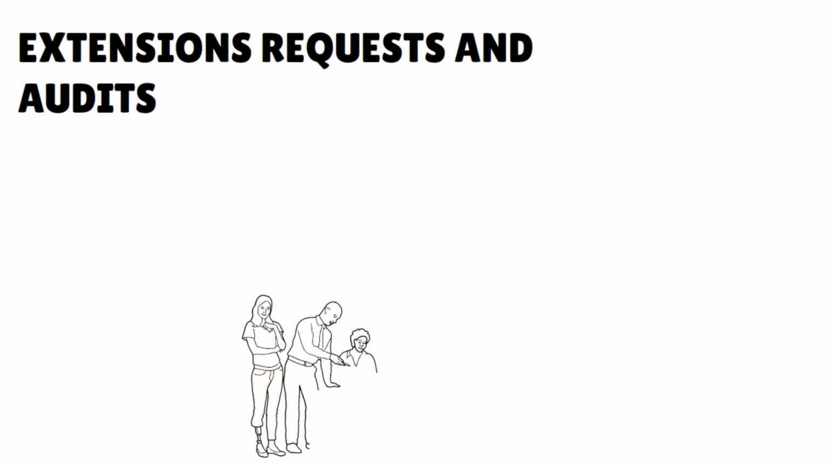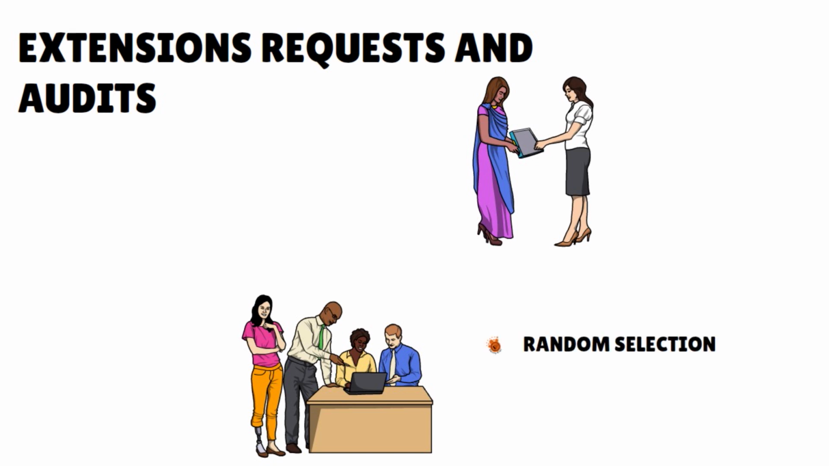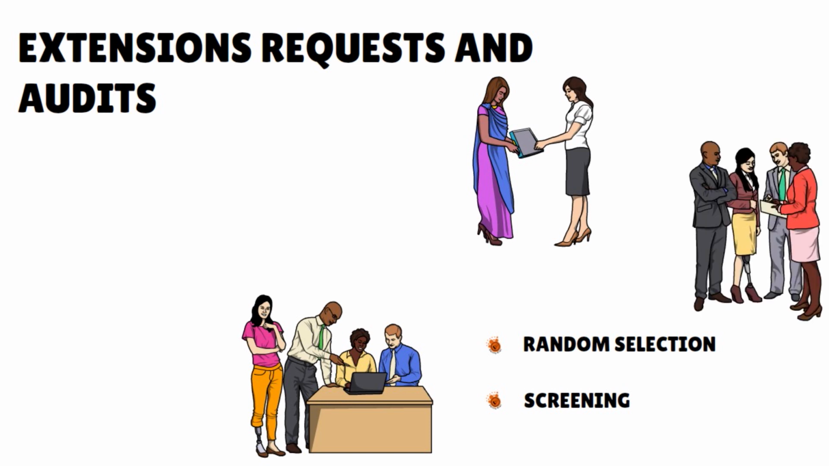Now, there are some extension requests and audits. So you may have heard that the IRS looks more closely at businesses that file extension applications, right? But the IRS doesn't really select tax returns for audits based on whether the taxpayer requested an extension. They select tax returns for audit based on random selections and on screenings, comparing a tax return with what they call norms for similar returns.